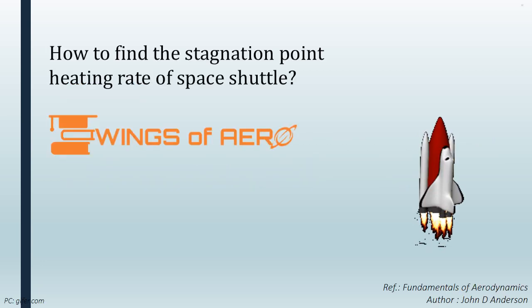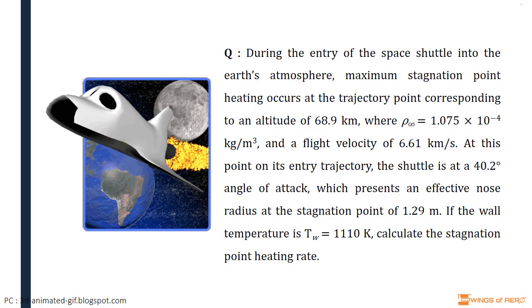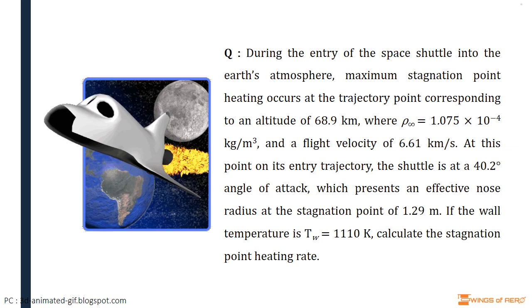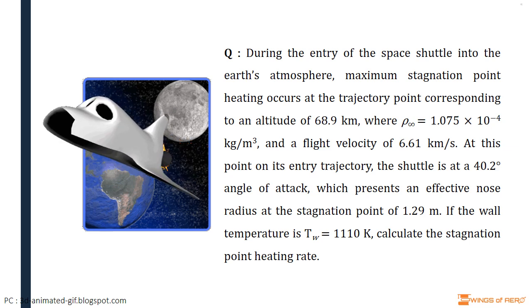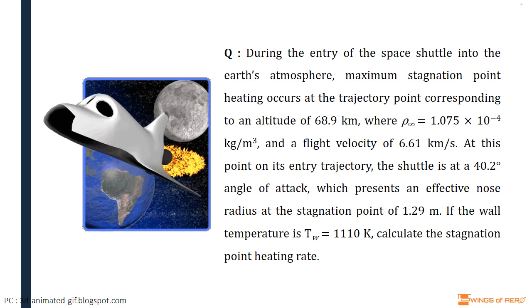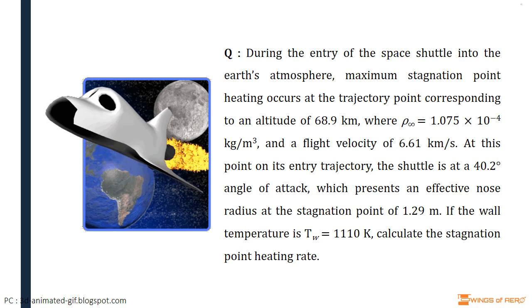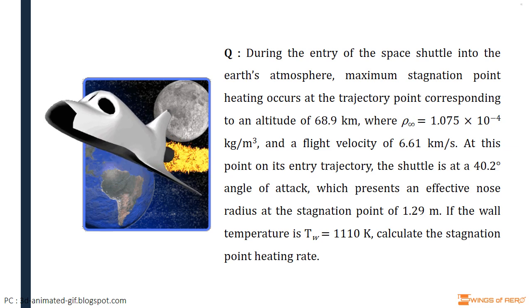Now, we are going to learn how to find the stagnation point heating rate of the space shuttle. Consider the space shuttle. During the entry of the space shuttle into the Earth's atmosphere, maximum stagnation point heating occurs at the trajectory point corresponding to an altitude of 68.9 km, where density is 1.075 × 10^-4 kg/m³ and a flight velocity of 6.61 km/s.